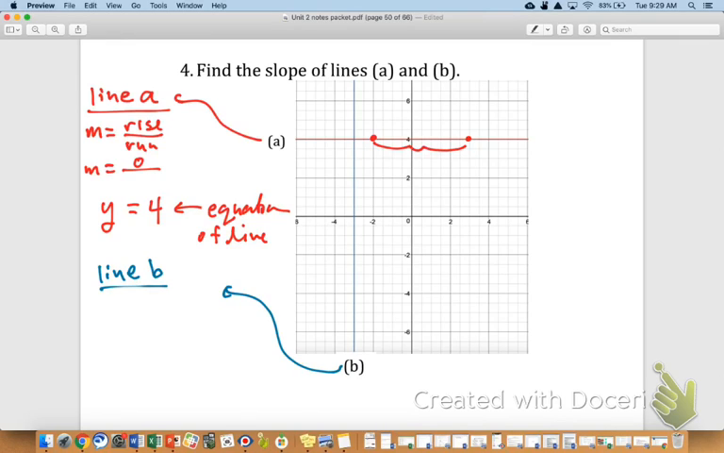So isn't this negative 1 right here? Negative 1, 1. So what's the run? 5, 1, 2, 3, 4, 5. Isn't the run 5? Yes. So my rise is 0, my run is 5. What's 0 divided by 5? 0. So the slope of a horizontal line is 0.